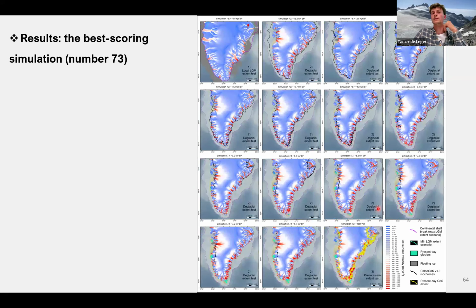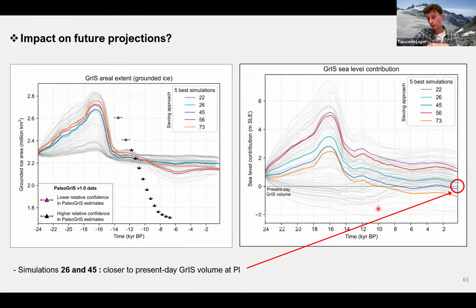Okay, I'm going to skip through that. So for the last few minutes, I just wanted to talk about the future a bit. So far I've talked mostly about the past, but an important motivation about this study was also to quantify potentially the impact of reconstructing and calibrating the past Greenland ice sheet evolution for future projections.